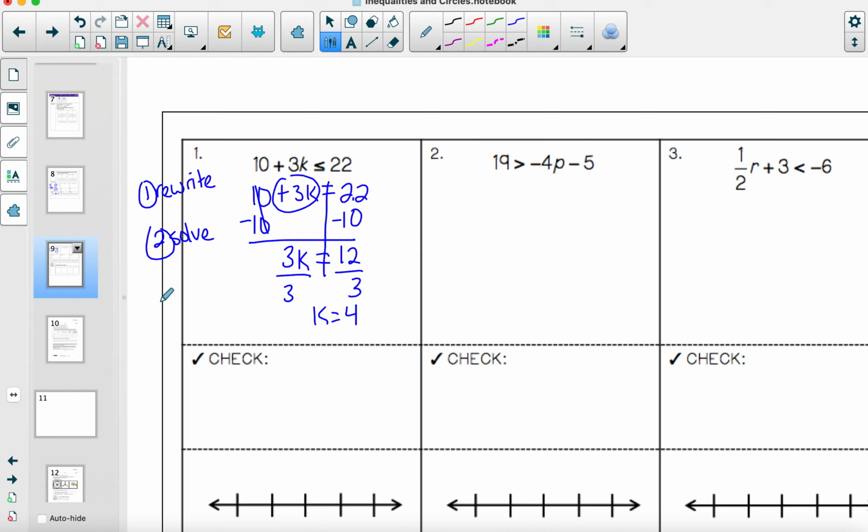All right. So now the third thing is put my symbol in. And did I multiply or divide by a negative number? I divided here, but I did not divide by a negative number. So when I put my symbol back in, I do not have to switch it. Oh, it's 4.